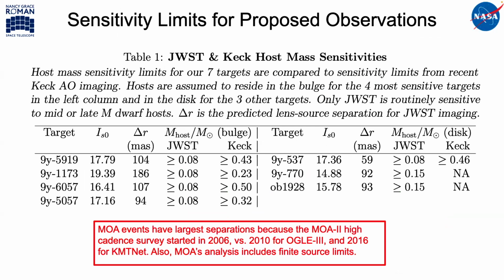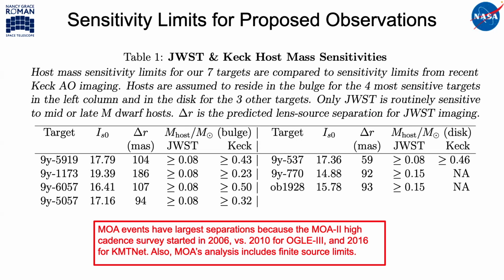For this other event, we can detect down to the bottom of the main sequence if it's in the disk, but not if it's in the bulge. We can't get quite that low. And then for these two more giant targets, the limits are more like 0.15 solar masses if it's in the disk. And so MOA events are actually the best for this.